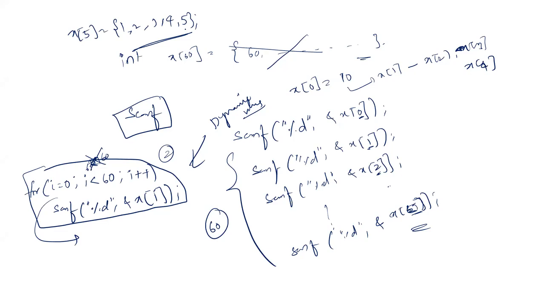For i equal to 0, i less than 60, i plus plus, scanf percentile d ampersand x of i. Then how to print? Input ivvadaniki chaala time padutunda sir. Avunu. అది మీ ఇష్టం, అది మీ వాల్యూస్ బట్టి, మీ వాల్యూస్ బట్టి.